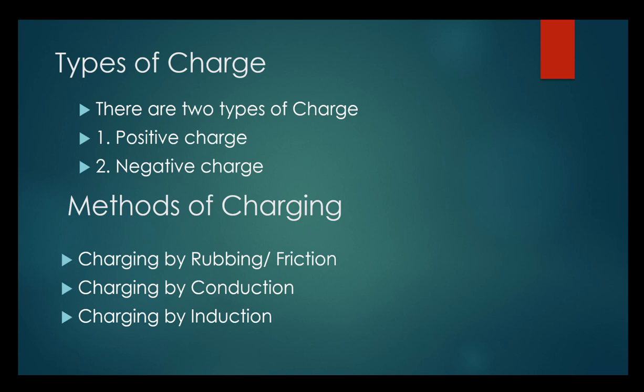Now we come to types of charges. There are two types of charges. One is positive charge and the other is negative charge. Conventionally we take charge on an electron as negative charge and charge on a proton as positive charge. Now we will be starting with the methods of charging.